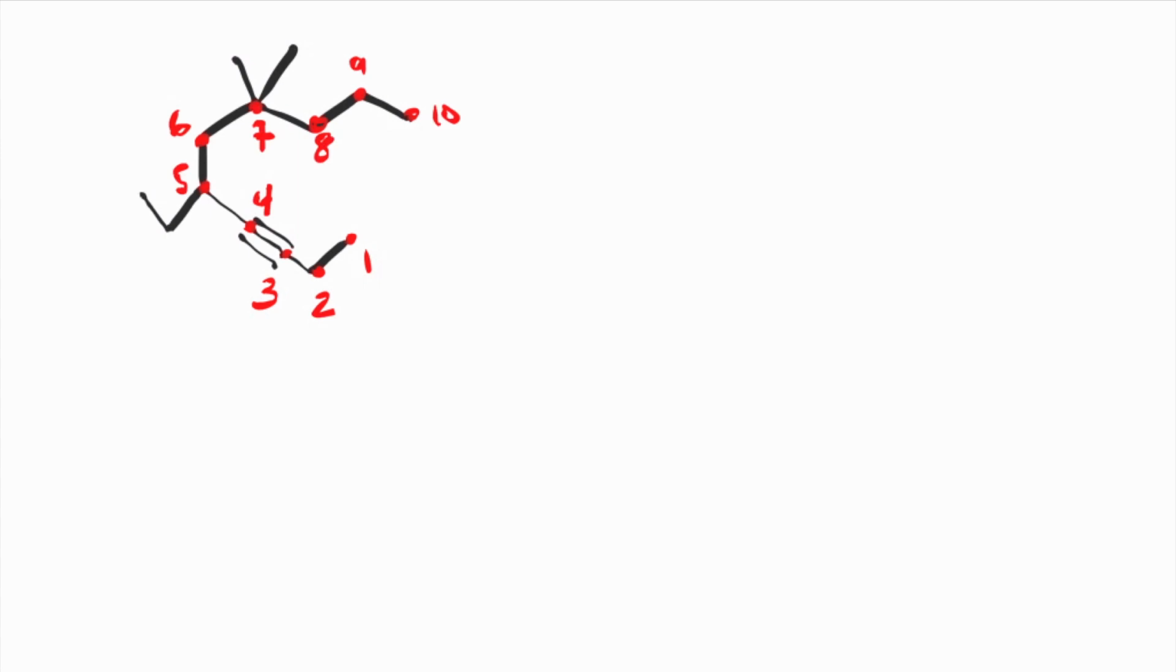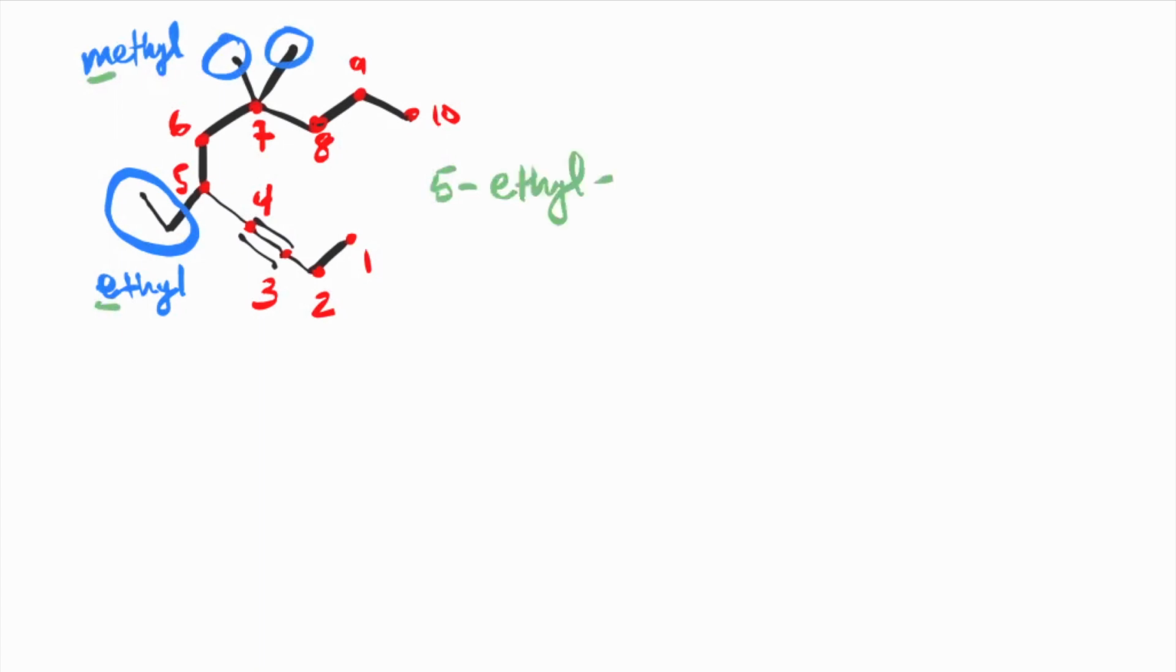Now let's find the substituents. You have one substituent here at number 5, and it is an ethyl. And you have 2 substituents at number 7, both being methyls. So now let's assemble the name, putting the substituents first in alphabetical order. E comes before M, so the ethyl group will be named first. The locant of the ethyl is number 5, so that's 5-ethyl. And then now the methyl group. Since there's 2 methyl groups, we have to name both of them. So 7,7-dimethyl. Alright, so there's nothing else.